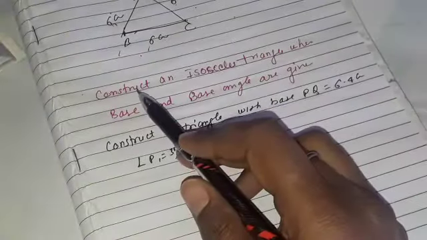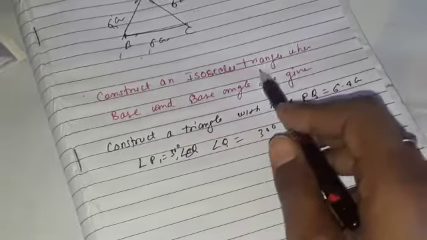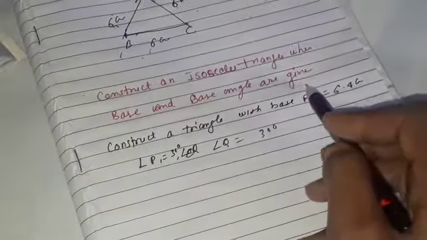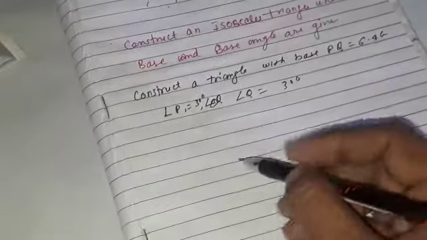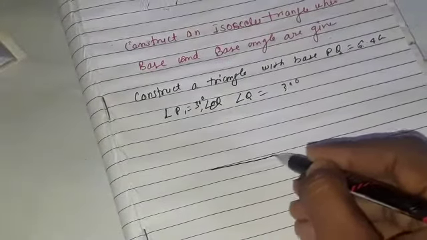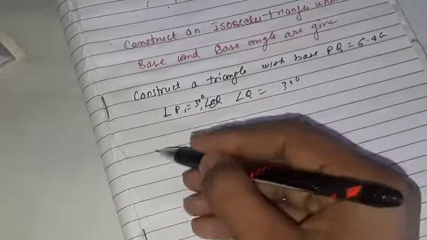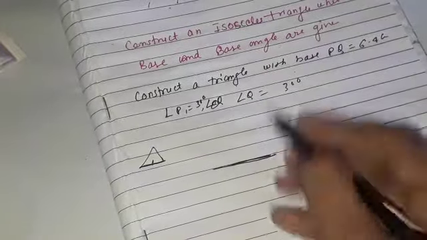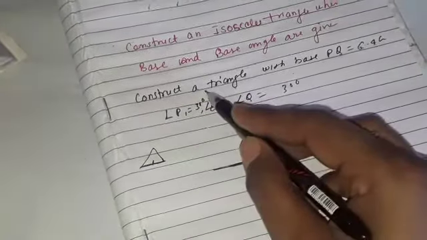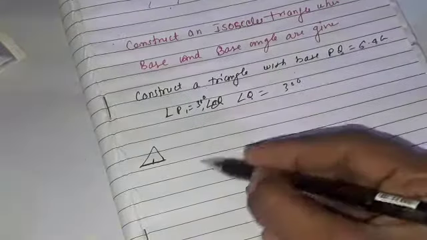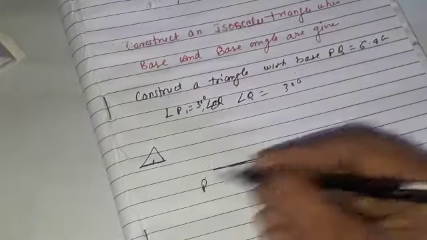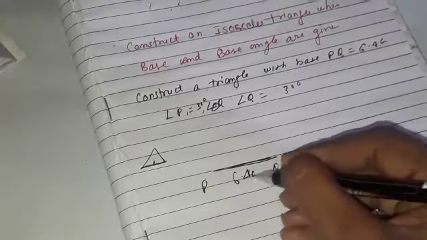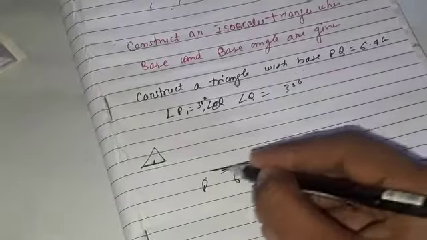Now class, construct an isosceles triangle when base and base angle are given. So class, already we did that, but again I just explain you. Base means class, in your triangle this line, the base line is known as base. So in this triangle they give you base as PQ, which is 6.4 centimeters. So you measure 6.4 and make a line.